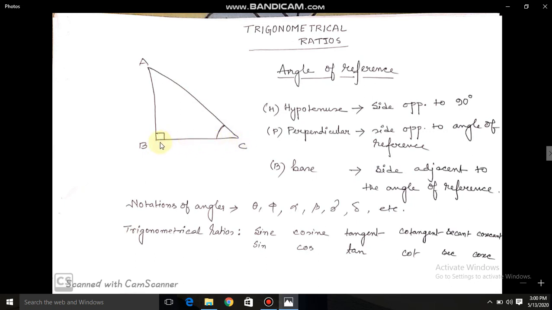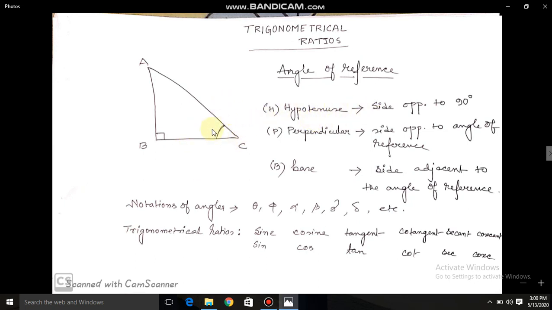So I hope you have understood the meaning of hypotenuse, perpendicular, and base. Perpendicular and base depend on the angle of reference. If the angle of reference changes, then the perpendicular and base will also change. But hypotenuse will always remain the same. Okay, it is the side opposite to 90 degrees.